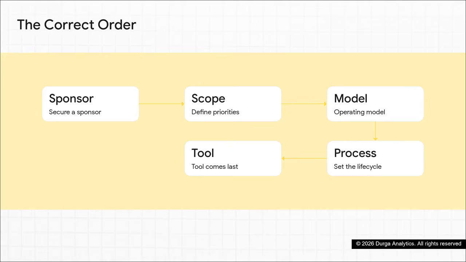And then, only then, Step 5, the tool. The tool always comes absolutely last. You only bring it in once there are people to use it and a real process for it to support. Reversing this order is pretty much a guaranteed path to failure.